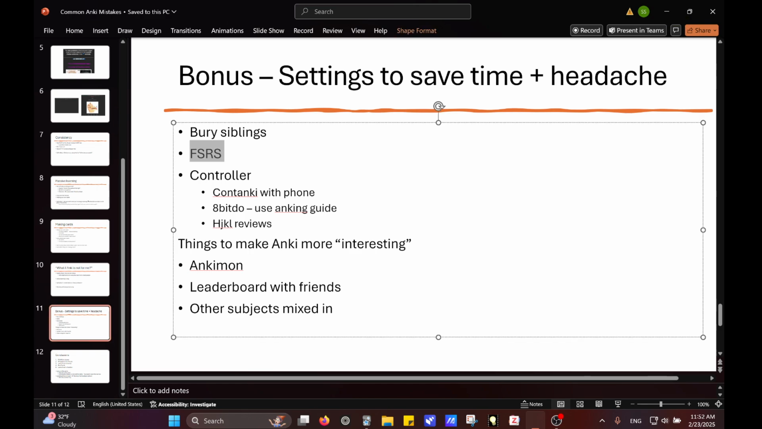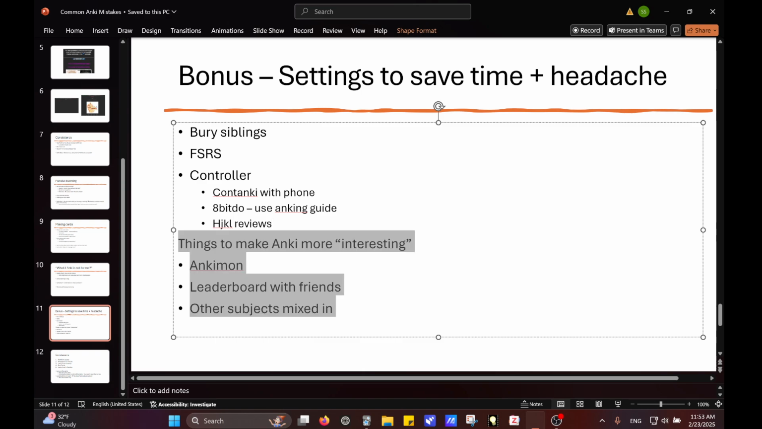FSRS, this is a whole rabbit hole. You can look into it, but it will reduce the amount of Anki you have to do every day. Some people like to get a controller. You can use the AnkiConnect extension. You can use your phone as a controller. This only works on private networks, not public networks. You can get an 8BitDo controller, or there's an extension called HJKL reviews where you can use your right hand to hit easy, again, good, etc.